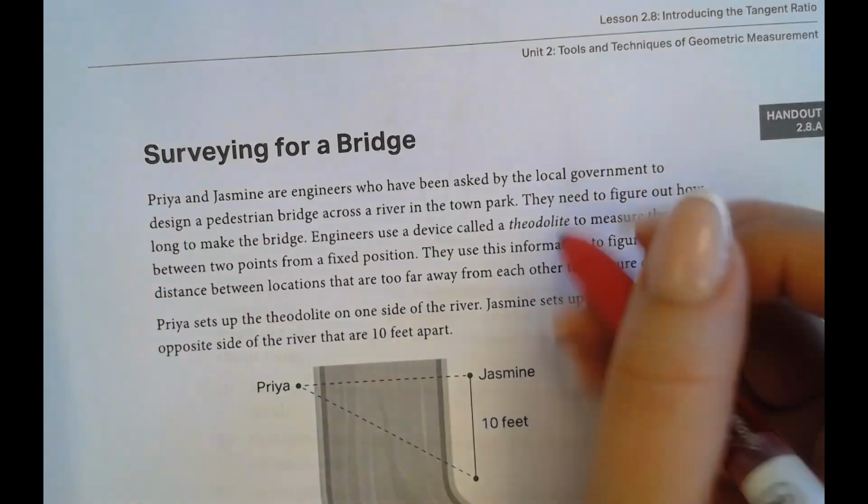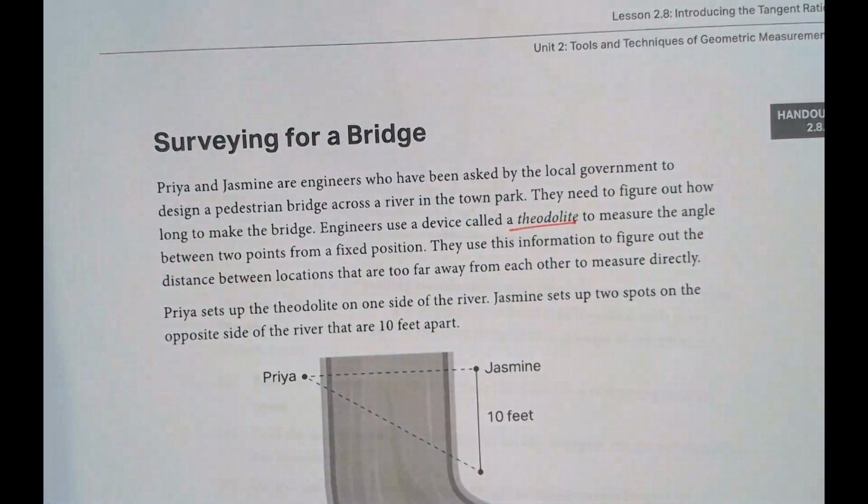Engineers use a device called a theodolite to measure the angle between 2 points from a fixed position. They use this information to figure out the distance between locations that are too far away from each other to measure directly. Priya sets up a theodolite on one side of the river. Jasmine sets up two spots opposite that are 10 feet apart.